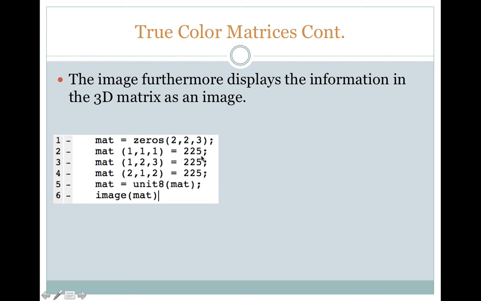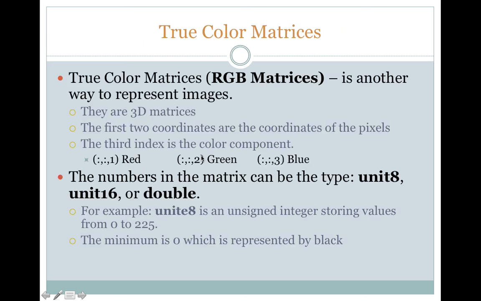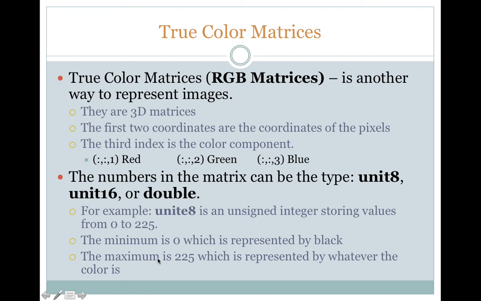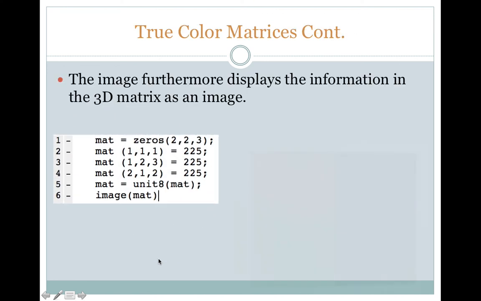Now remember, as we said earlier, the maximum is 255, which is represented by whatever the color is. 0 being black, 255 being the purest of colors. Now, the second one is 1, 2. So it's going to be 1 over here and 2, and it's 3. So 3 is blue. So it's going to be blue.